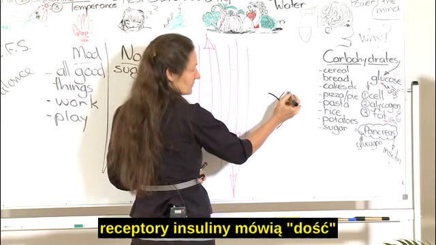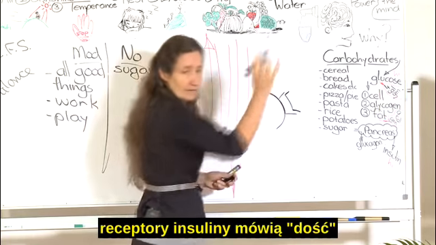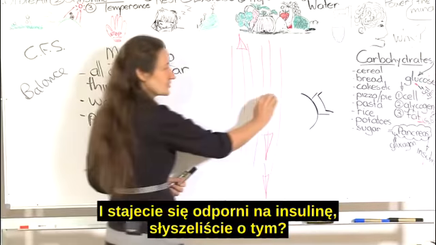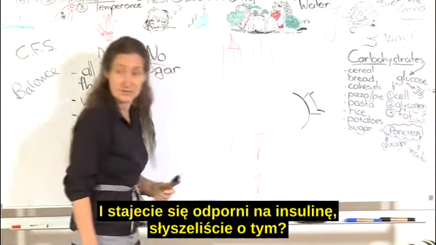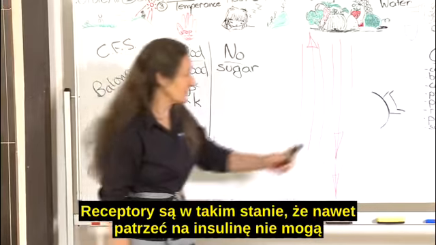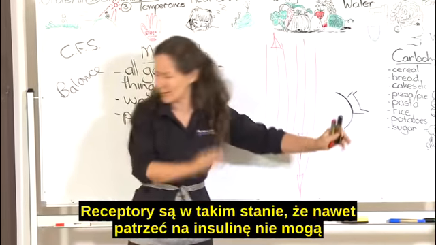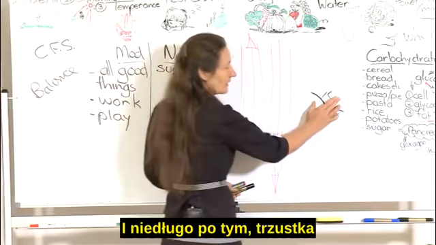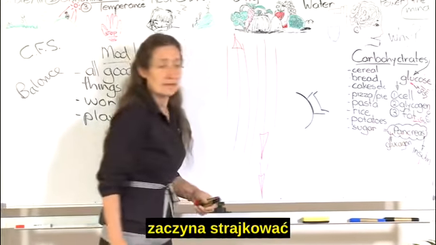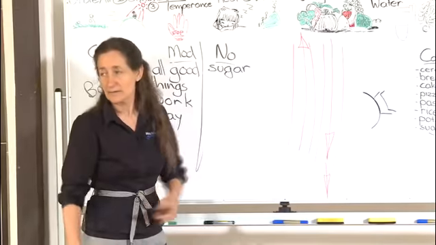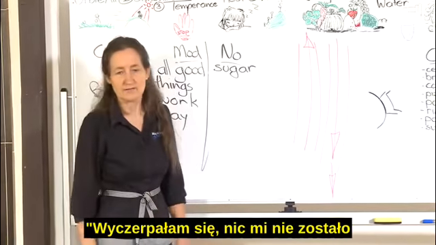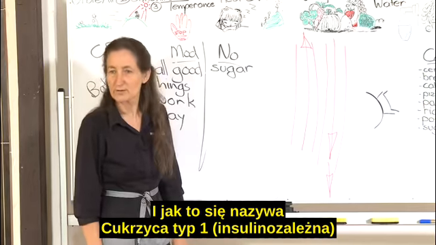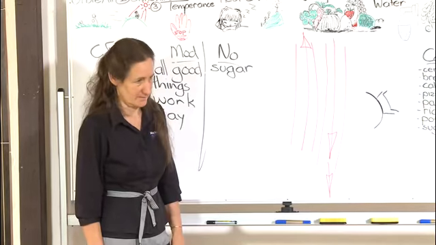Eventually, the insulin receptor site says, I'm done. I'm sick of the sight of you. So you get insulin resistance. You've heard of insulin resistance? The receptor site just gets to the point where I don't want to even look at it anymore. And it's not long after that the pancreas goes on strike. I'm worn out. I've just got nothing left. And what's that called? That's called diabetes mellitus.